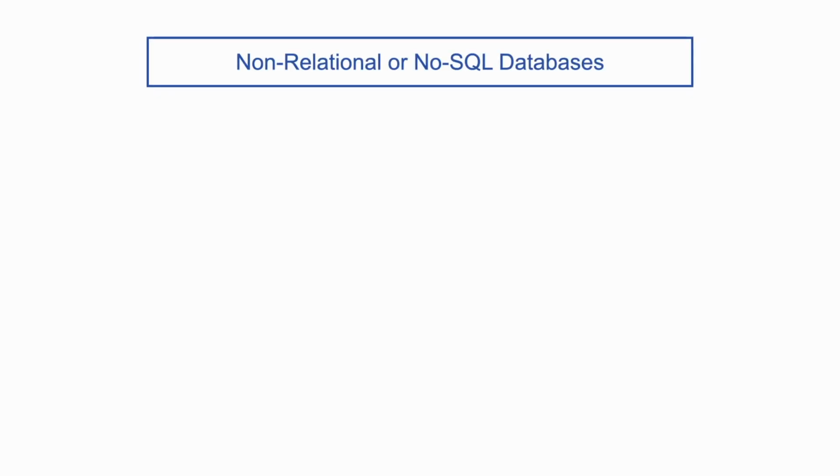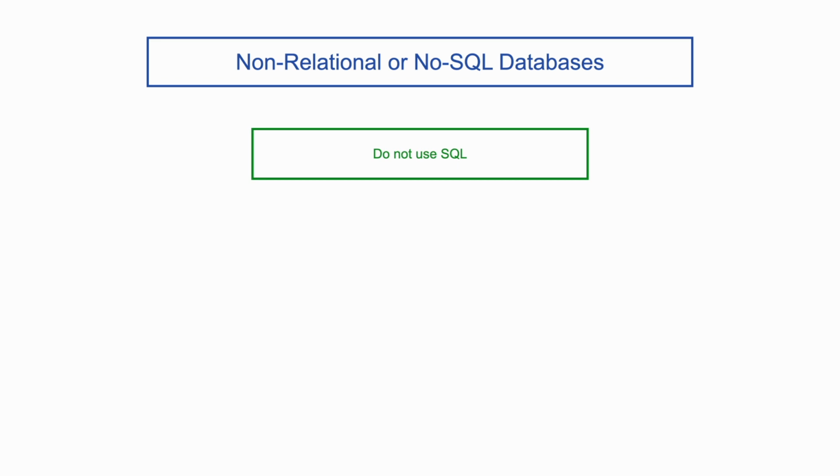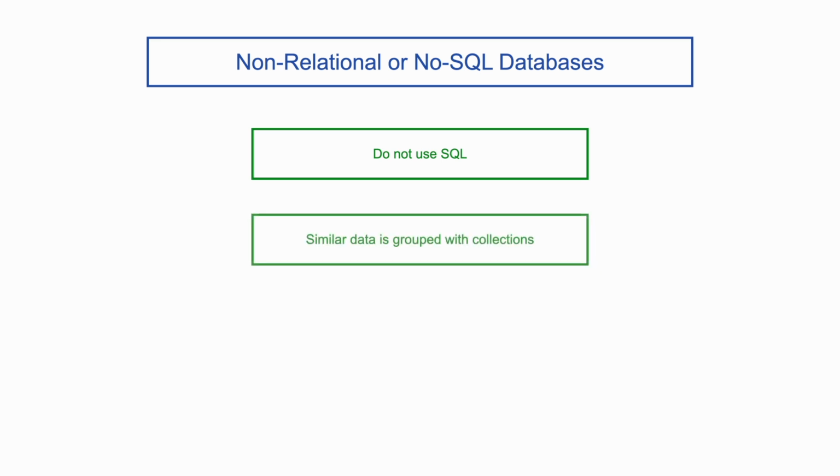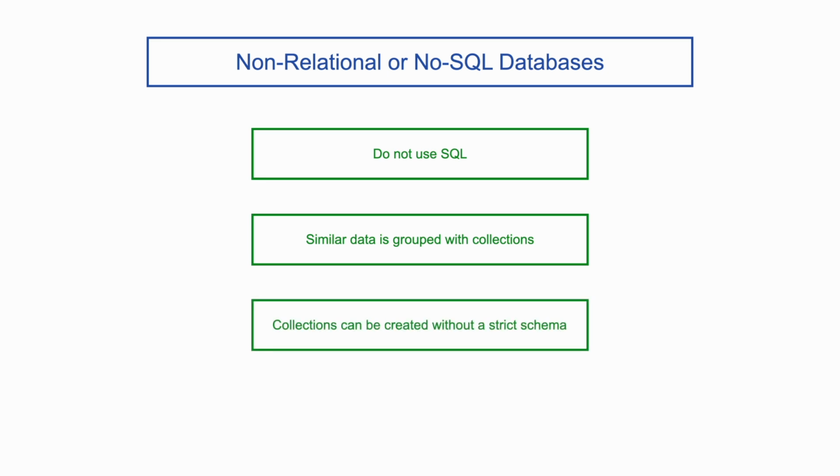What are non-relational databases? These databases do not use SQL. Thus, this type of database is also called a NoSQL database. Instead of tables, these databases use collections to group similar data. Here you can create a collection by defining a schema, but it is up to you if you want to follow a strict schema or not.